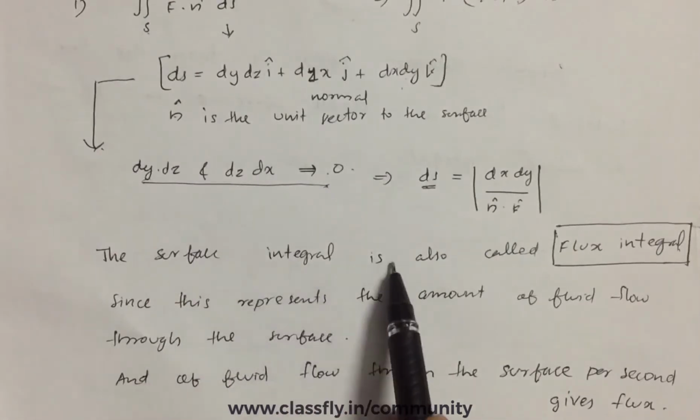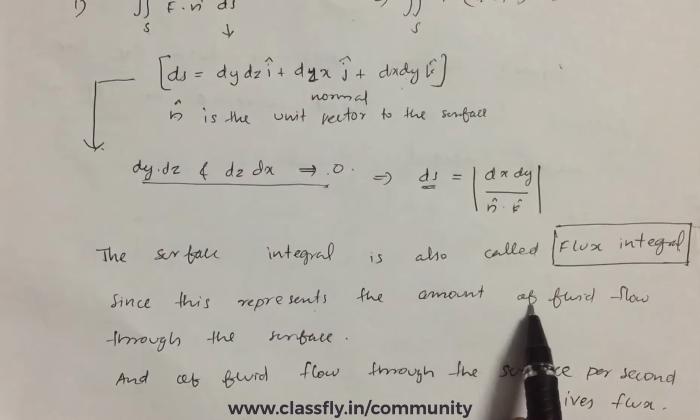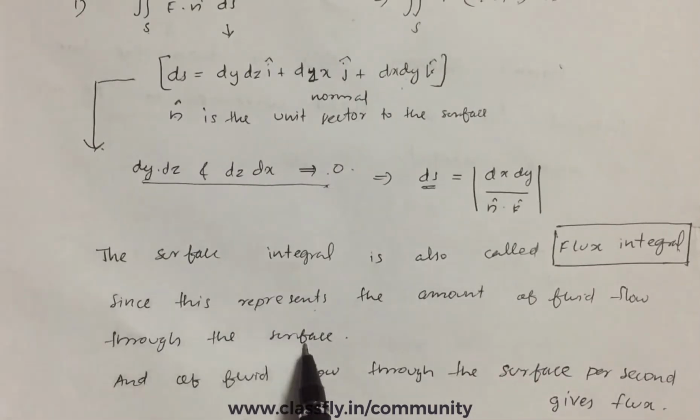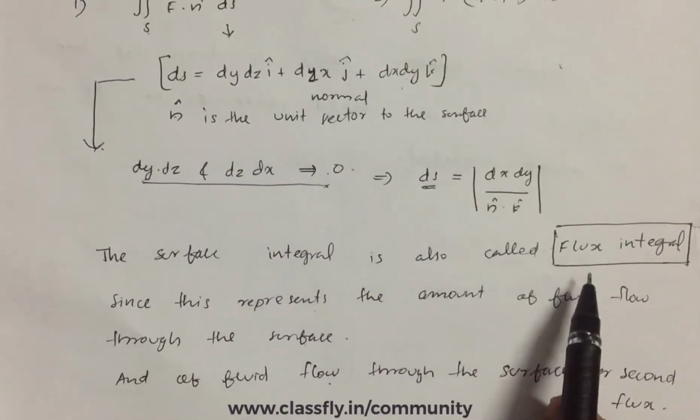The surface integral is also called flux integral since this represents the amount of fluid flow through the surface, and fluid flow through the surface per second gives flux. Therefore, we call the surface integral as flux integral.